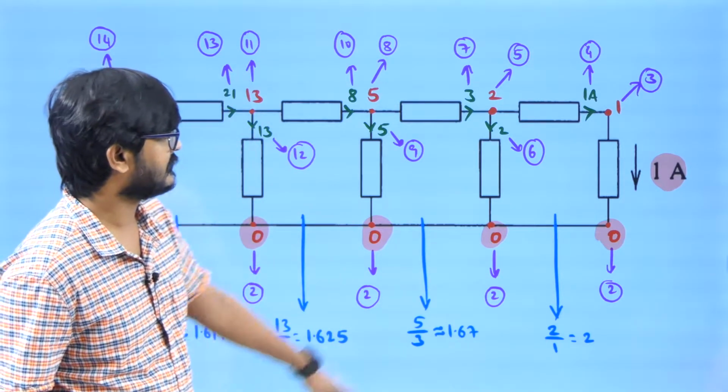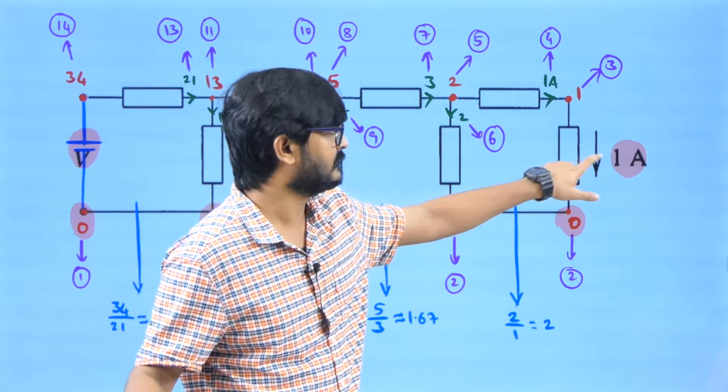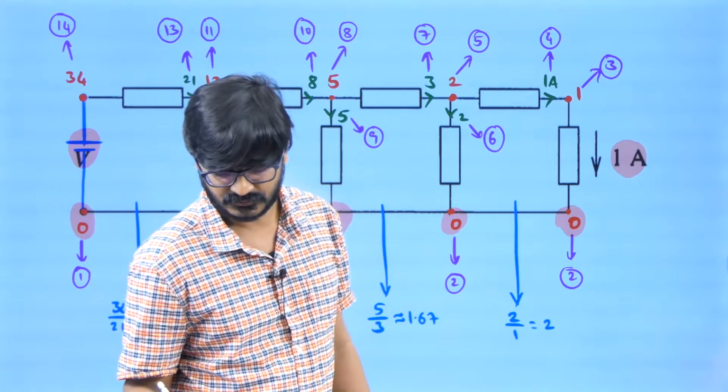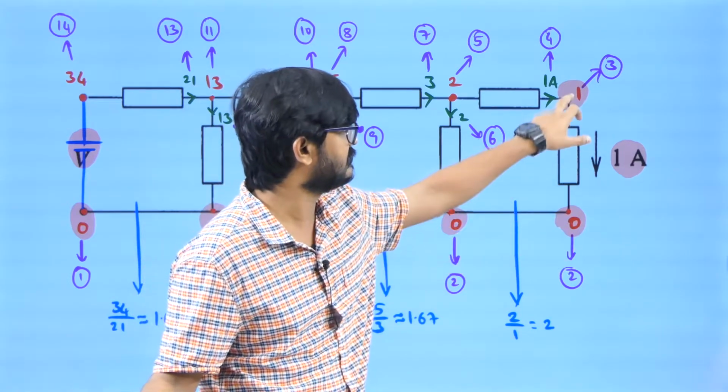Right. Now I'll start from here. Resistance is 1 ohm, current is 1 ampere. So potential difference is going to be 1 volt. So this potential is going to be 1 volt. If this is 0, then this is going to be 1 volt.